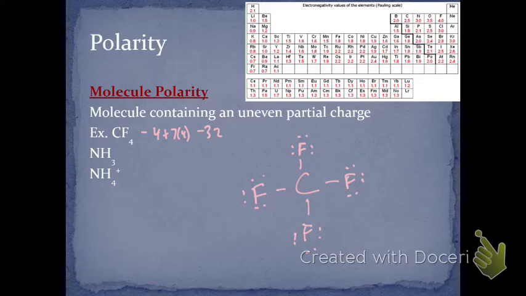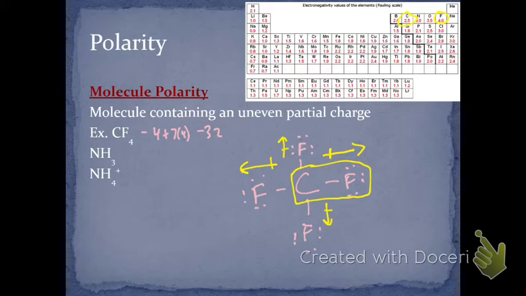Okay, so if we look at the specific bond polarity, let's just look at one bond, say this one here. Carbon is 2.5 and fluorine is 4. Fluorine's more electronegative, so this bond is polar in this direction, if that makes sense, right? But if we did it to all of them, you would see that they're kind of opposites.